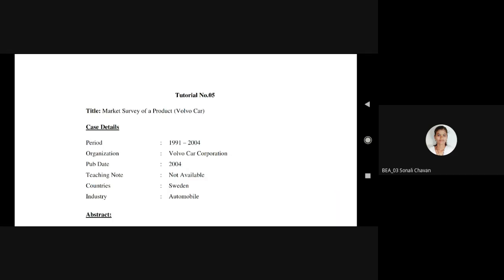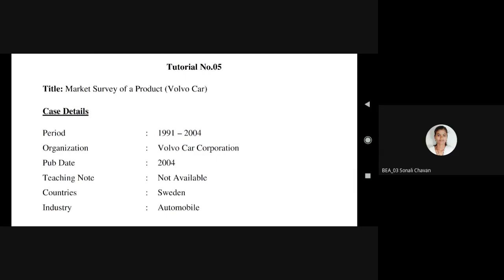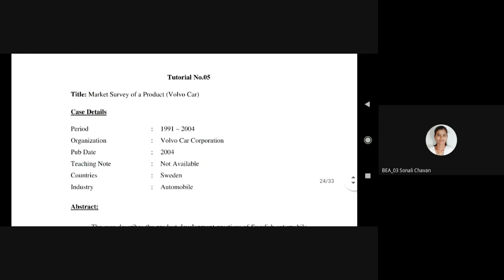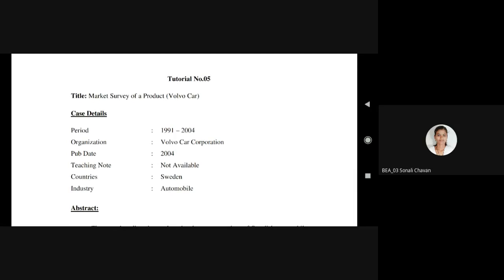Now for example, for a case study we have taken one market survey here, Volvo car as a product. So the entire structure of the market survey is according to the Volvo car. We will discuss what is the actual procedure of the market survey. So that will be very beneficial for us in our upcoming career also. Already as in the previous case study, the case details, what is the period. Here, 1991 to 2004, this is the journey of that Volvo car.